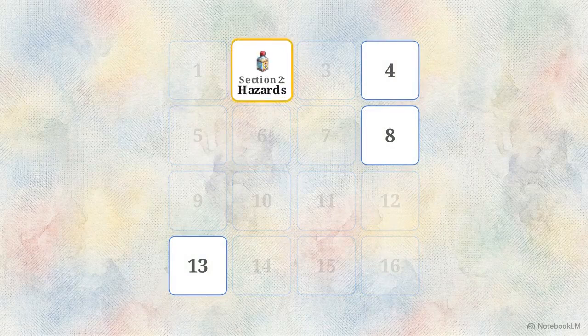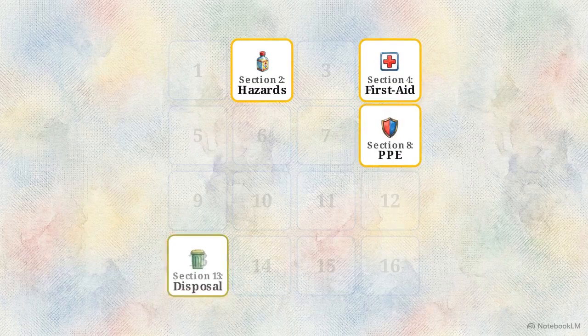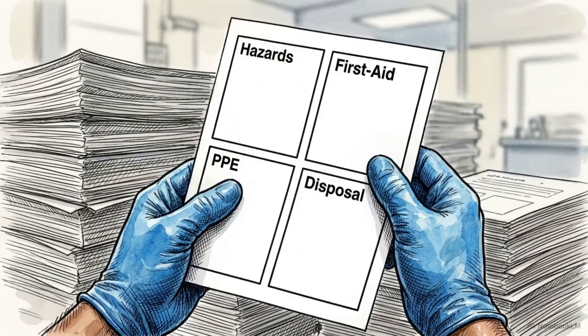Section 2 covers hazards, identifying potential physical harm. Section 4 covers first aid and required medical responses. Section 8 lists required personal protective equipment. Section 13 covers disposal to protect South Africa's environment. Isolating these 4 sections provides the details needed to handle chemicals safely without searching through pages of technical data.